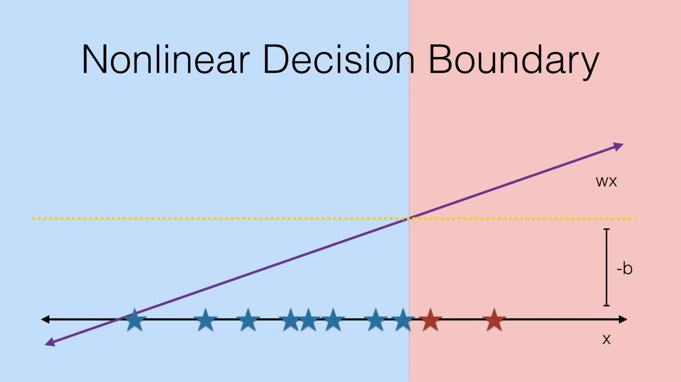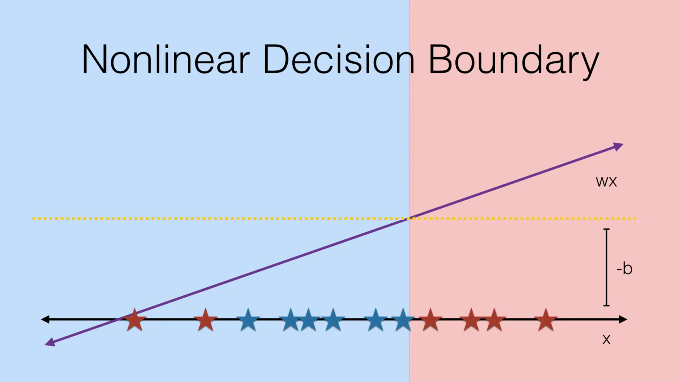So this is great, but now if we have data that looks instead like this, where there are red points on the left, blue points in the middle, and red points on the right, there's no such linear decision boundary that can separate all the red points from the blue points. No matter how I shift the slope of the purple line, the w, or no matter how much I shift the b, the bias, we're never going to be able to separate all the red points from all the blue points.